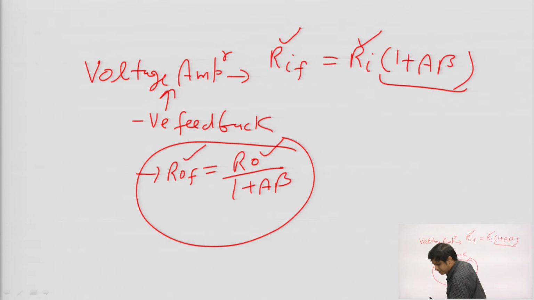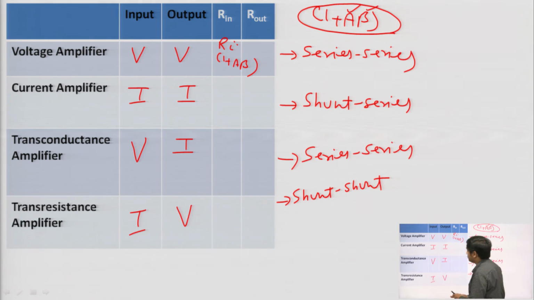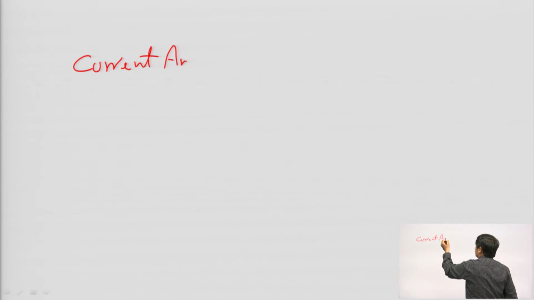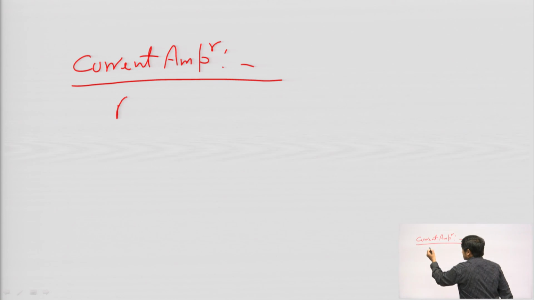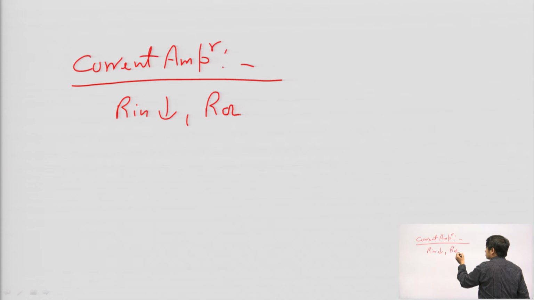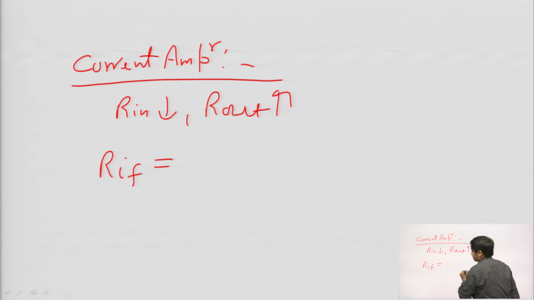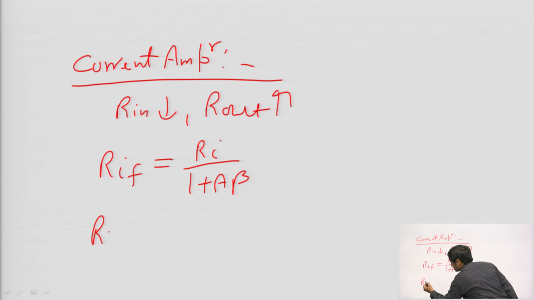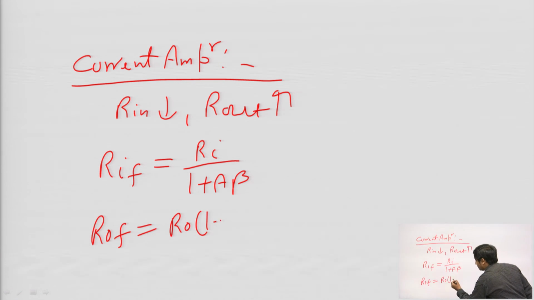Although we will derive these expressions in the next class, you can write the expressions of input and output resistance for all the amplifiers. For a current amplifier, what is desirable? The input resistance should be low and the output resistance should be high. So, when we apply negative feedback in a current amplifier, what happens? Since the input resistance should be low and the output resistance high, because there is a shunt-series connection, the input resistance with feedback will be Ri upon 1 plus A beta, and the output resistance with feedback will be R naught into 1 plus A beta.